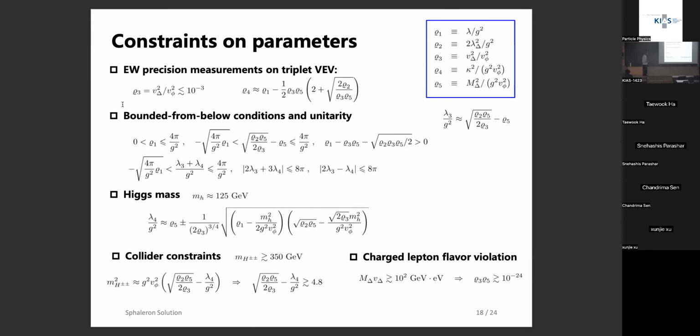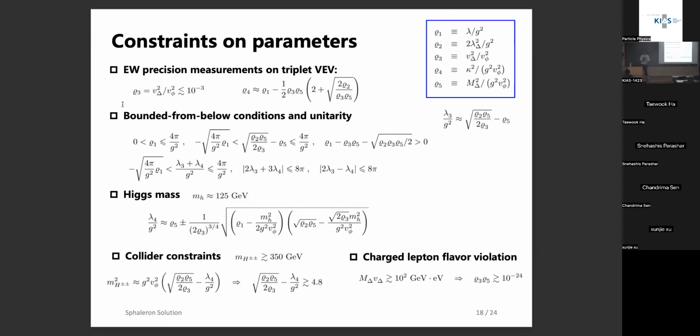And the collider search for the doubly charged Higgs sets a lower bound on the mass of the doubly charged Higgs, which is around 350 GeV. So the parameters should satisfy this condition.